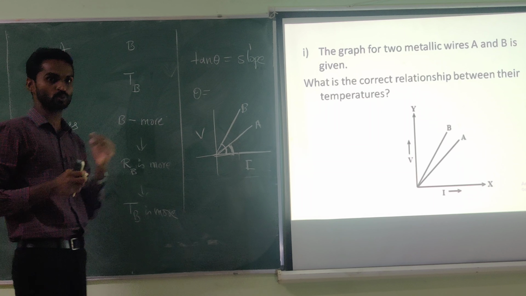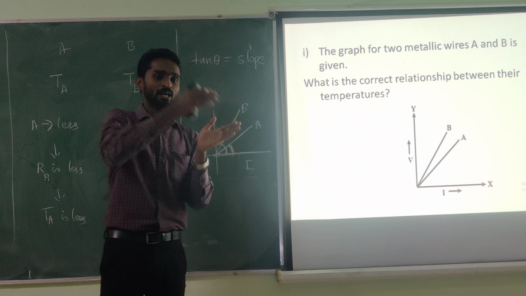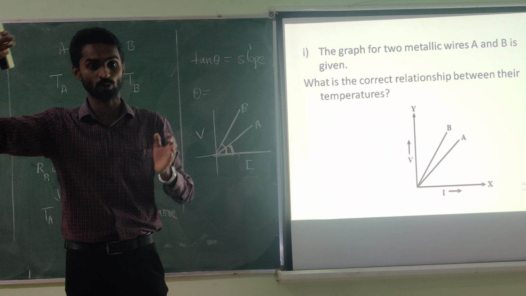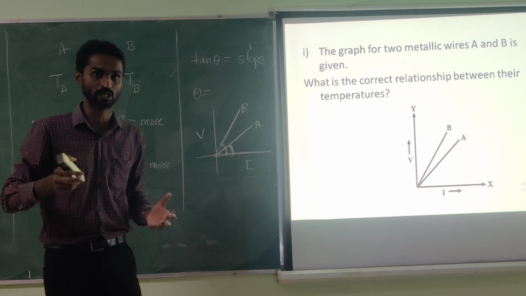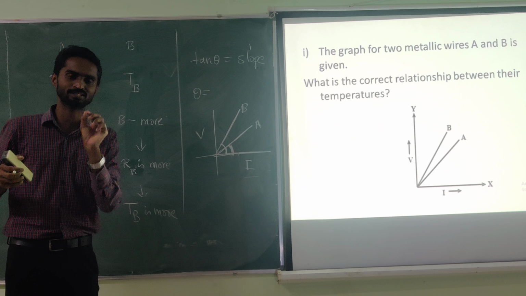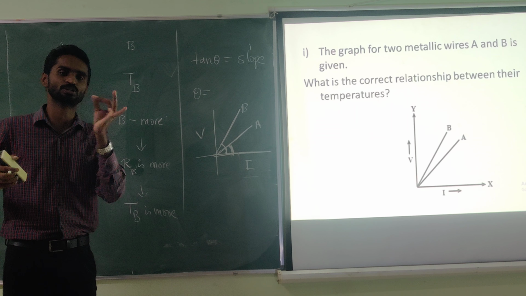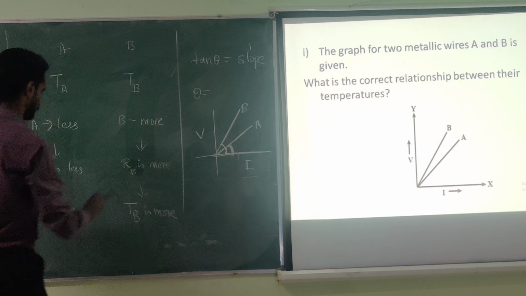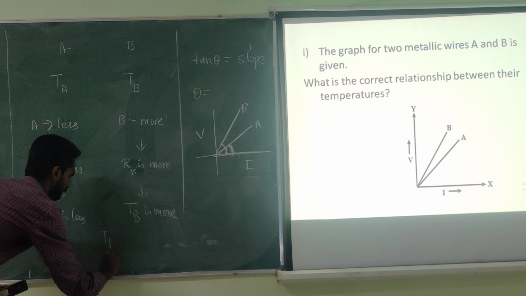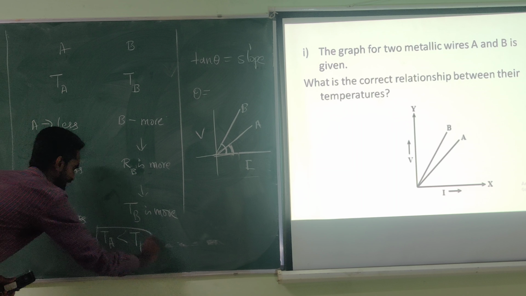You should know how to relate resistance to temperature, temperature to resistance, resistance to length, and to area of cross section. Resistance mainly depends on temperature, length, area of cross section and material. So the relationship, if you want to write it: the temperature of A is less than the temperature of B. This is the final answer.